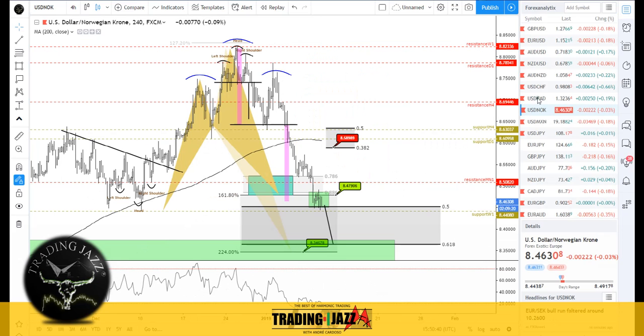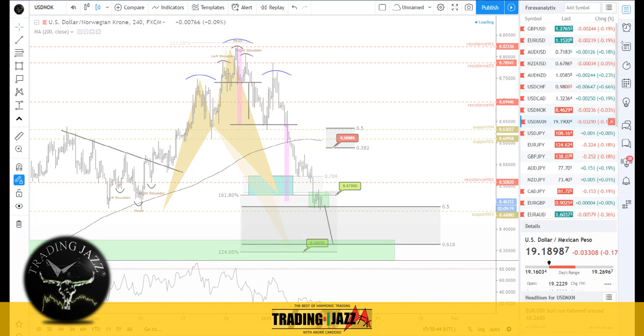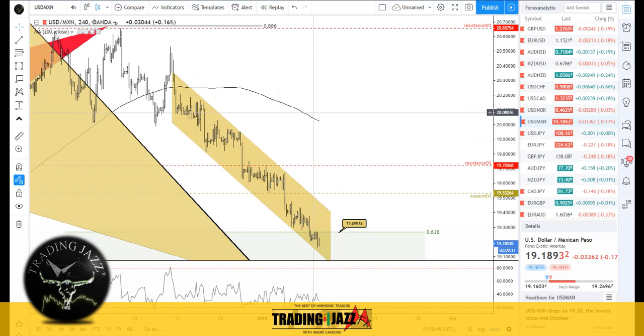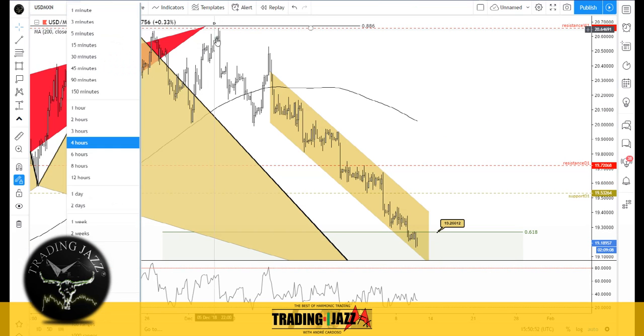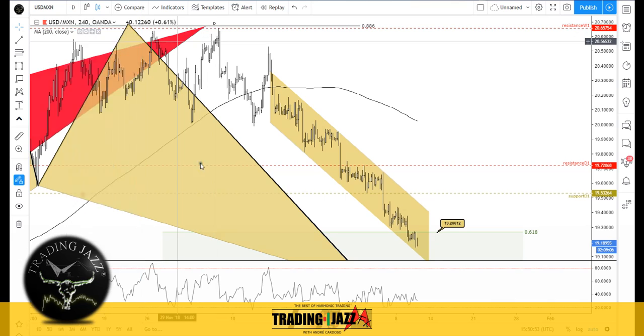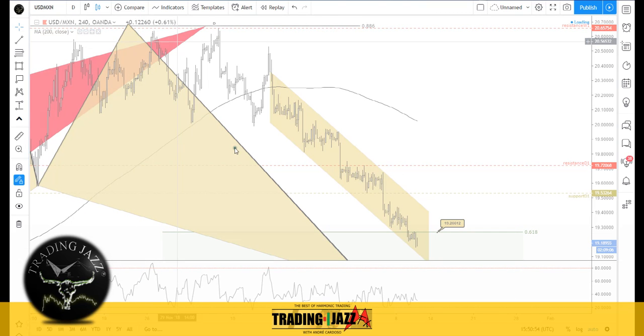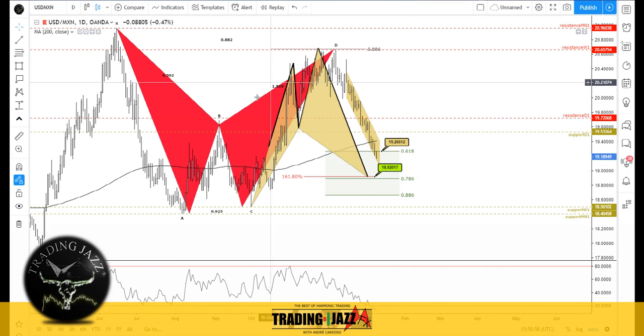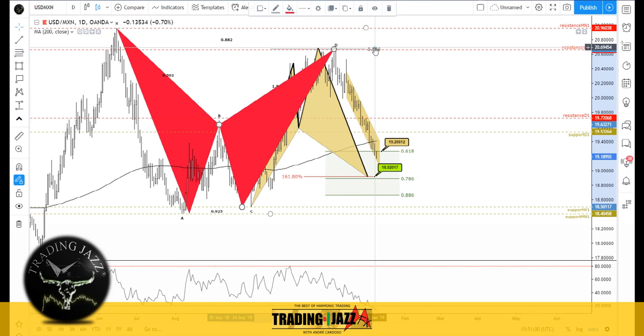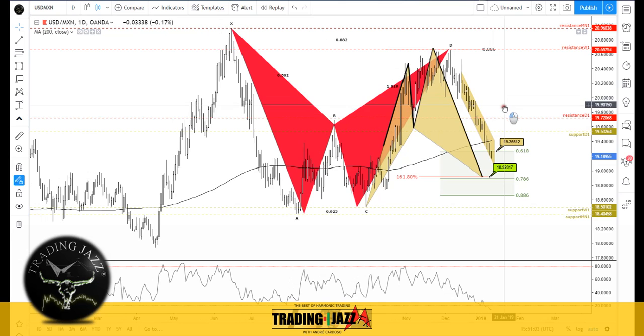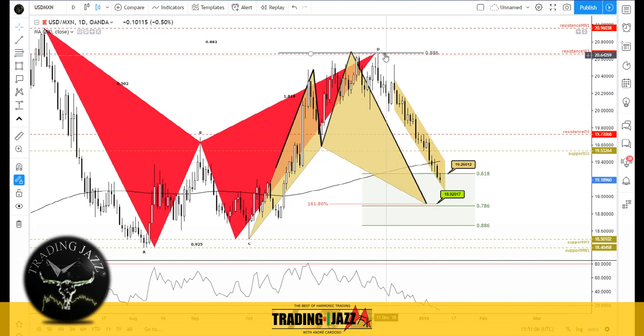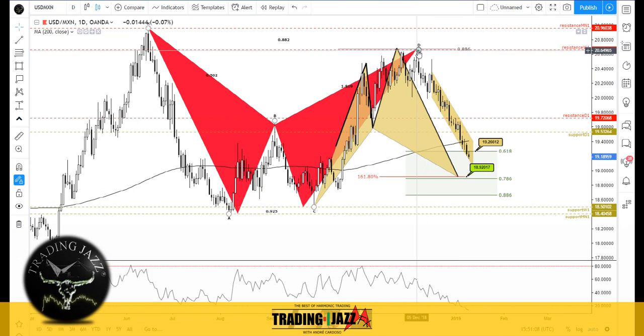Let's jump into another one. Dollar versus Mexican peso, also another very interesting chart. I've been following this chart from before the completion point of this pattern above, obviously, a bearish pattern at 88% retracement. The market has failed that pattern by 3 to 5 points, I'm not so sure, failing the 88% retracement and the completion point.